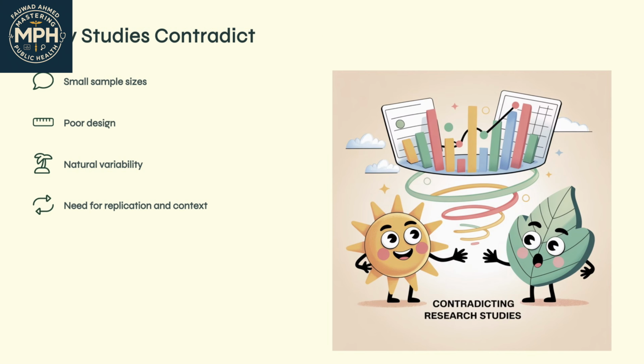Fourth is making sense of contradictory results. Sometimes different studies on the same topic produce different results. One trial may show that a new drug is effective. Another might show the opposite. This can happen due to small sample sizes, poor study designs, or just random variability. Understanding how to interpret these results is a critical part of biostatistical thinking.